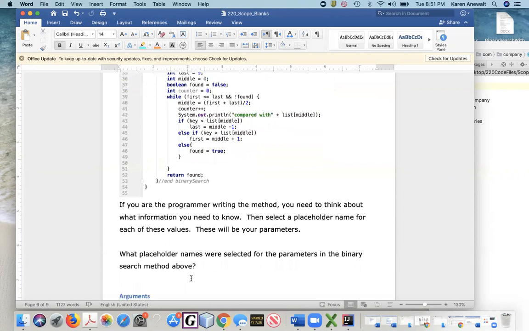So in your notes, it asks you for the placeholder names for the binary search method. Remember, those are just list and key.